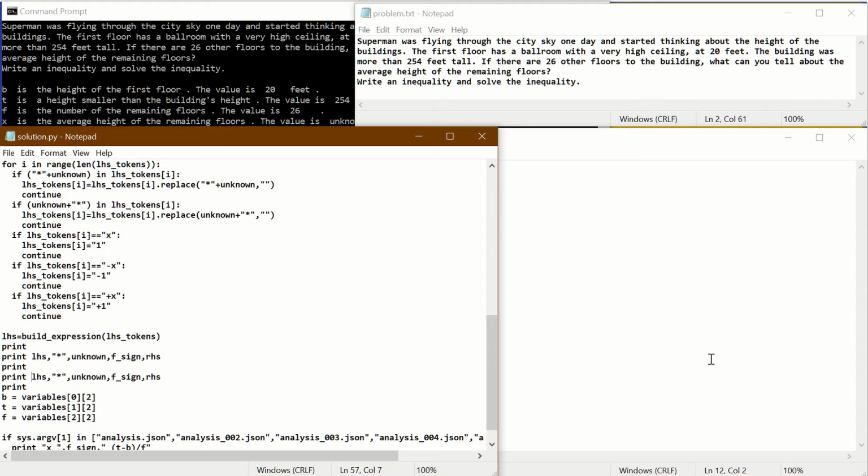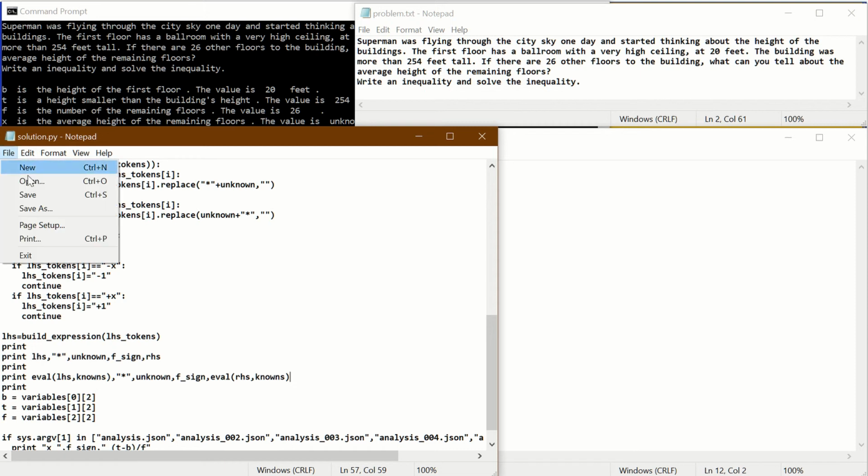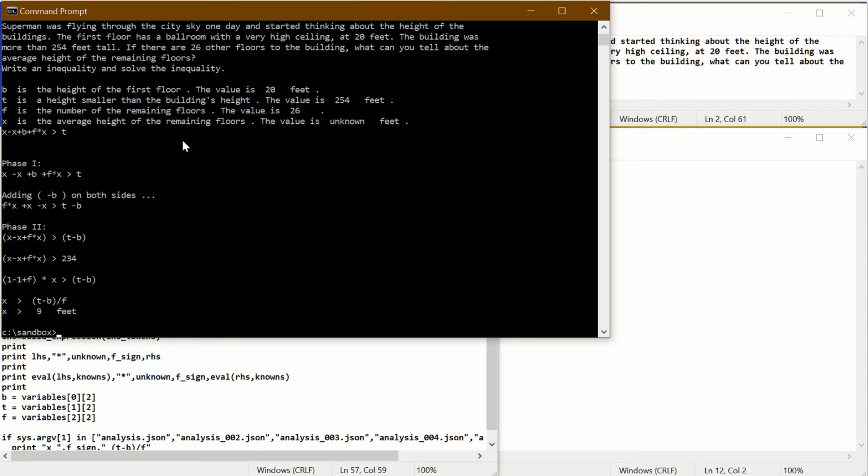And instead of LHS, I will say eval of LHS and knowns. And then instead of RHS, I will say eval of RHS and knowns. So the eval method uses an expression and evaluates it with the knowns in our problem. Okay, so let's save this file and run our 6 tests.